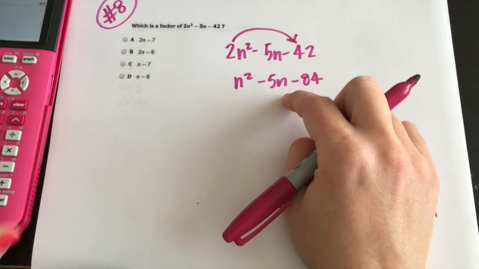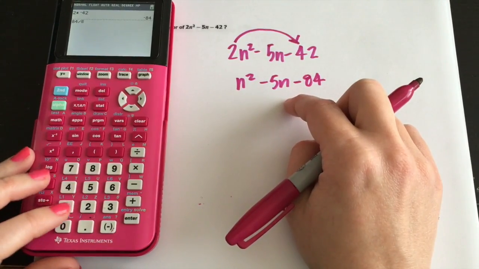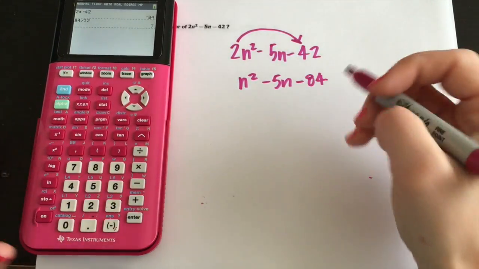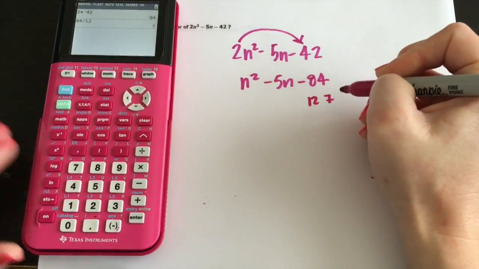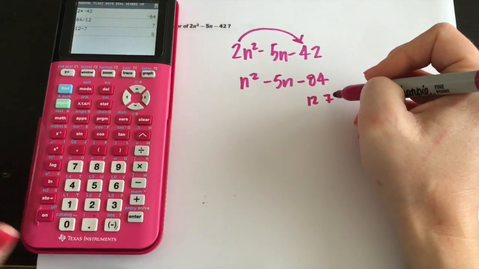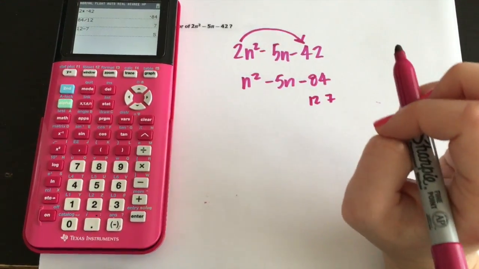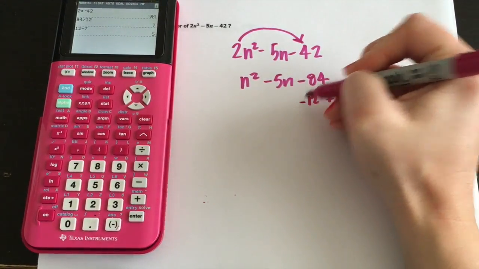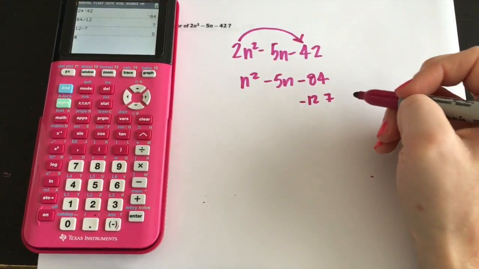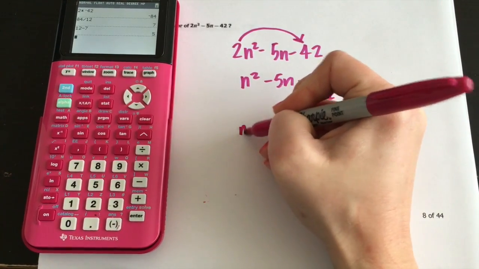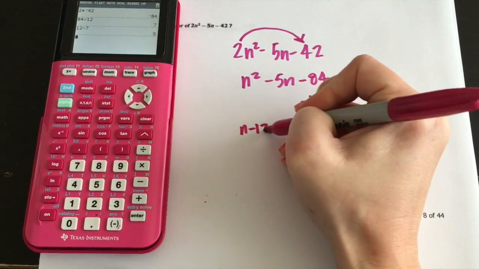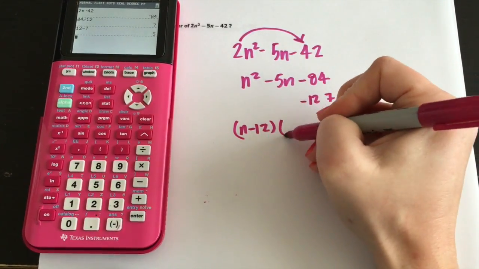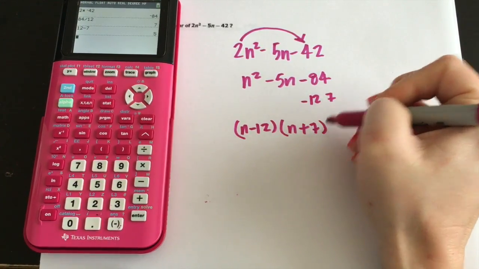All right, so 84. Let's do 12 and 7. 12 minus 7 is, in fact, 5. That was simply a lucky guess, okay? Since that's a negative 5, I know the larger number has to be negative. So it would be n minus 12 and n plus 7.